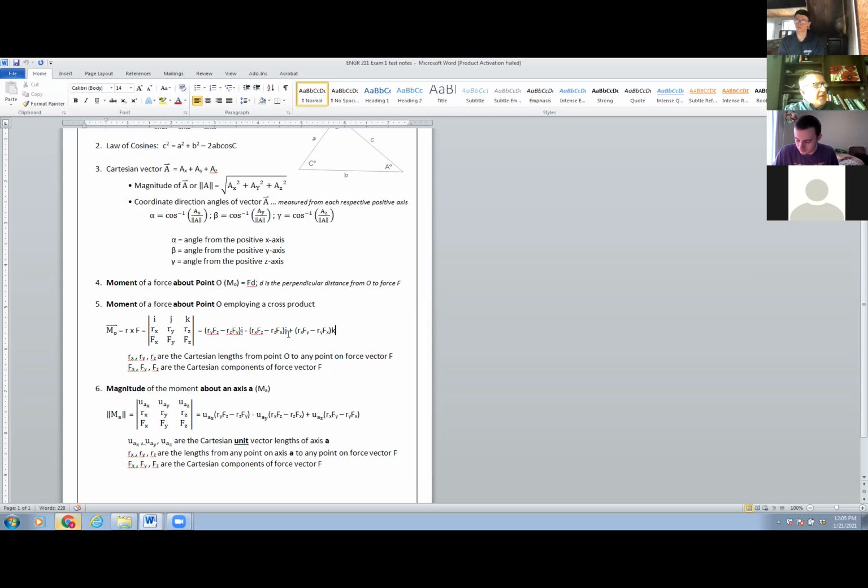So if you memorize what a determinant is, you could get rid of this right here. You don't need that. But of course, that's kind of a big ask, right? So you could just stare at this and see, but the question is, can you see it happening? How do you get the I component? You take Ry times Fz minus Rz times Fy. Hey, look, that's what I wrote right there.